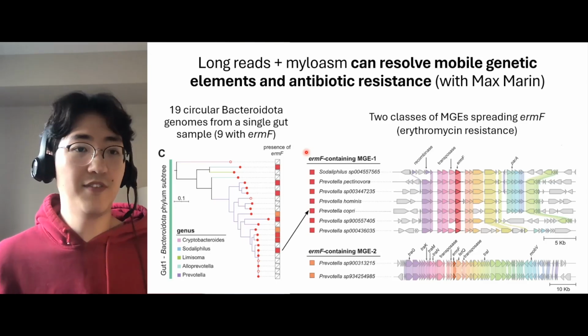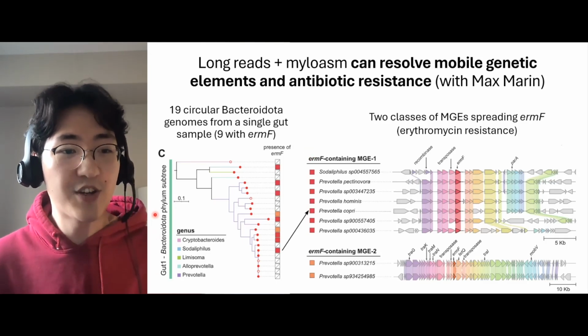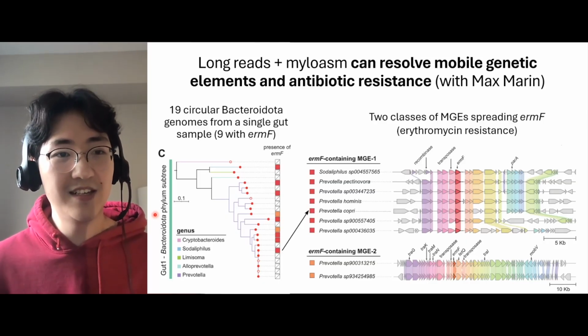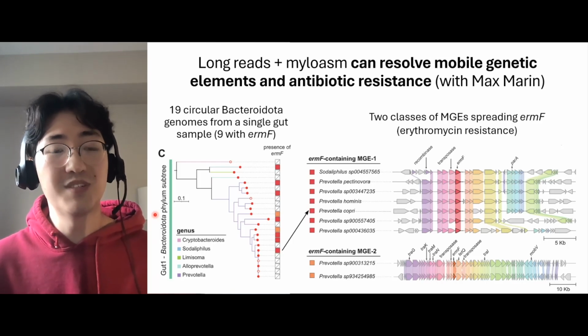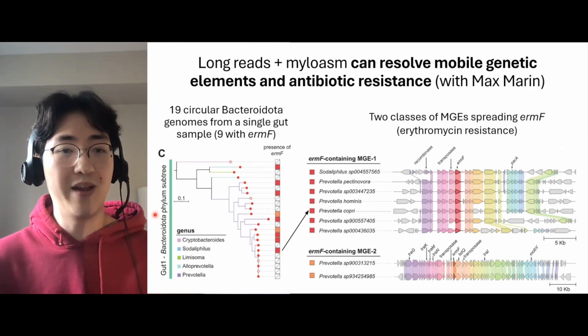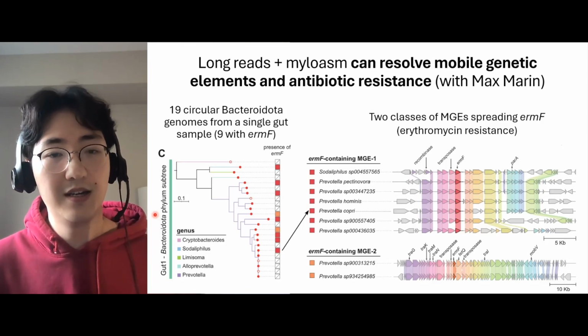So what I'm showing you on the left-hand side here is this phylogenetic tree of the Bacteroidota phylum. And I'm actually showing you 19 circular Bacteroidota genomes and 4 non-circular genomes assembled from a single sample. And after doing some antibiotic resistance analysis, we found this ermF or erythromycin resistance gene being spread throughout these clades.